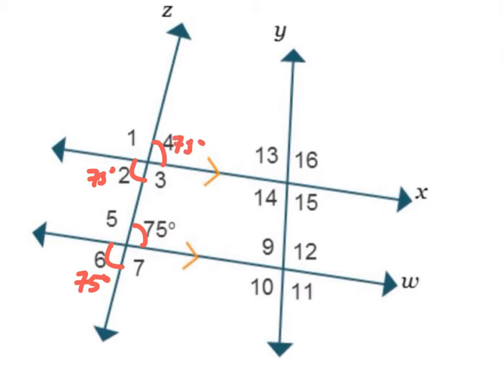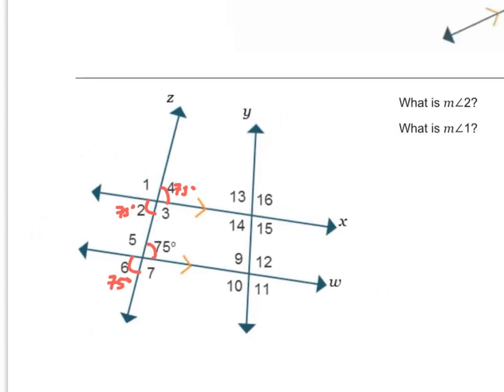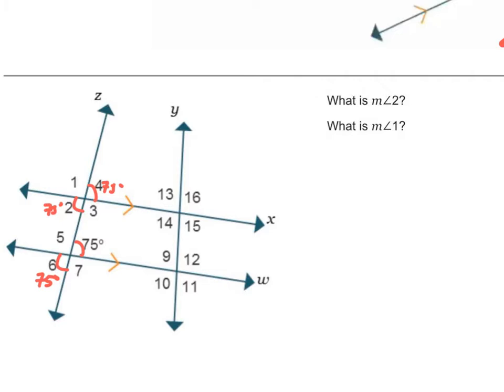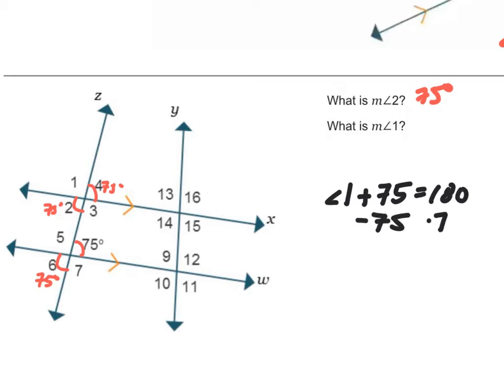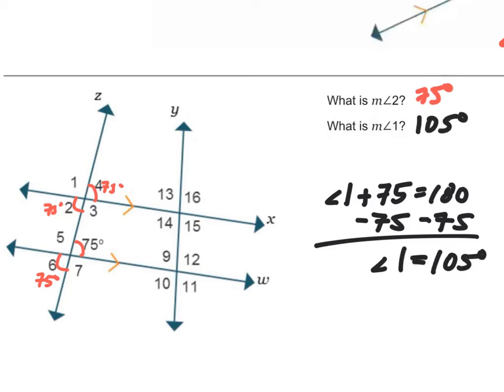So I automatically know that angle 2 is 75 degrees. I can come in here and just say that's 75 degrees. But angle 1 is a little bit different. Angle 1 is going to be supplementary to 75 degrees. So I can set up an equation and say that angle 1 plus 75 is equal to 180. If I subtract 75 from both sides, I get that angle 1 is equal to 105 degrees. So this is 105 degrees.